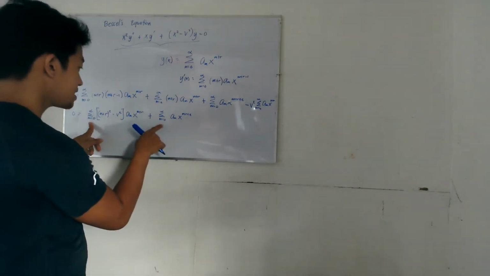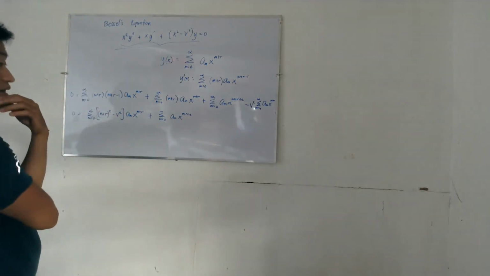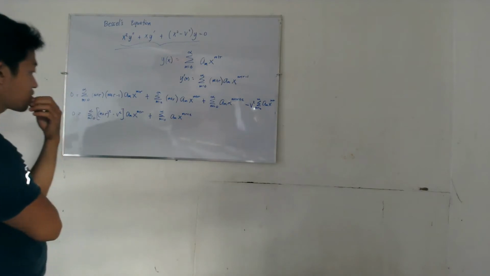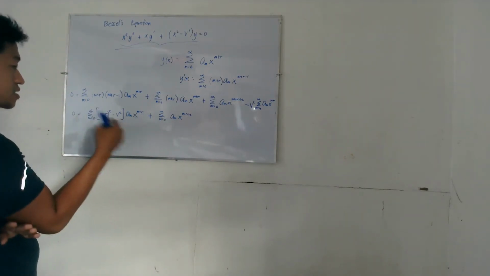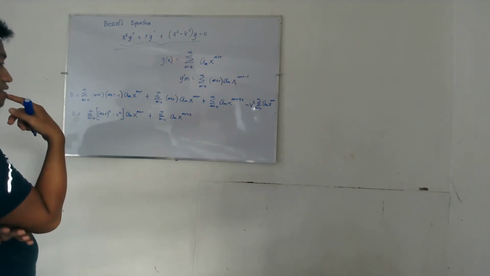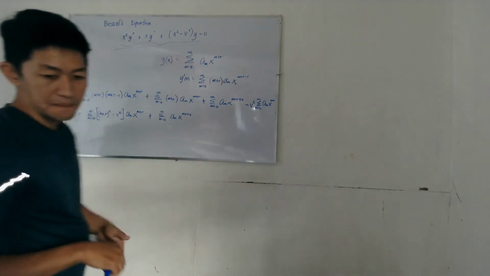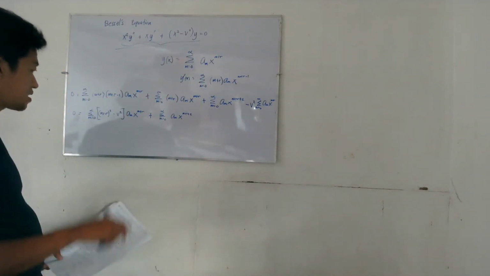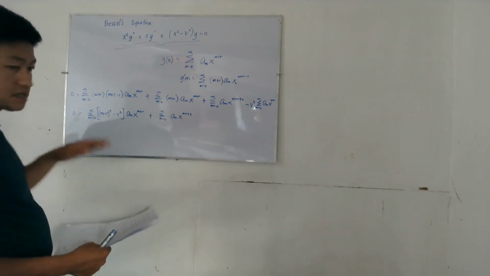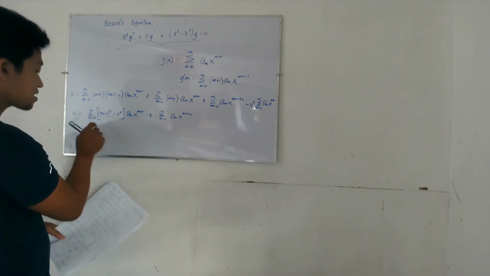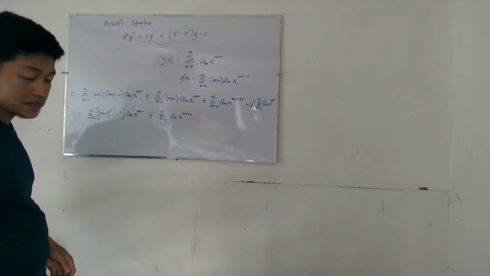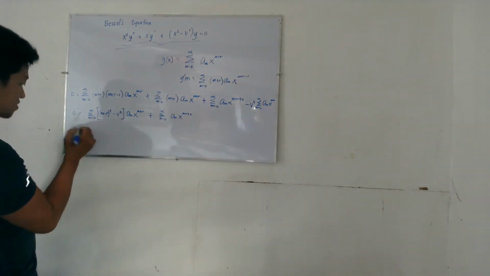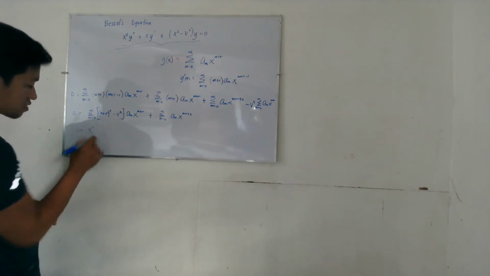They do not have the same exponent, so we need to make the exponents the same. Before we match their indices, we will first simplify this. Since x to the r is common, we can collect it. So 0 is equal to x to the r.